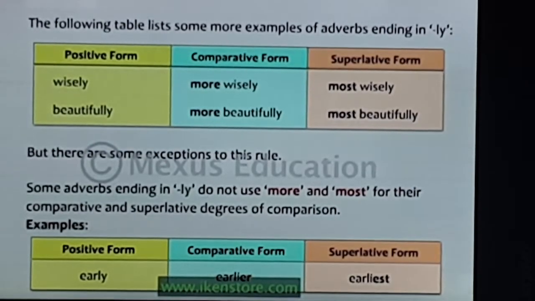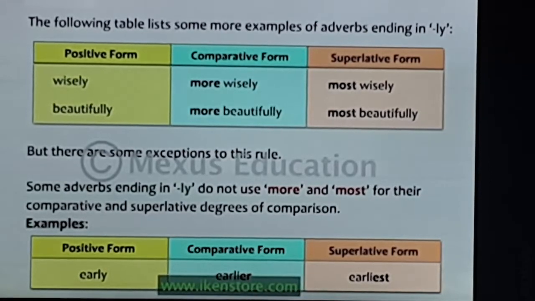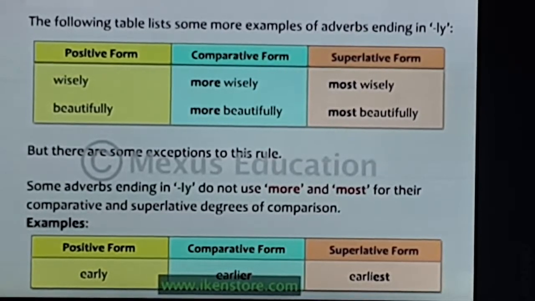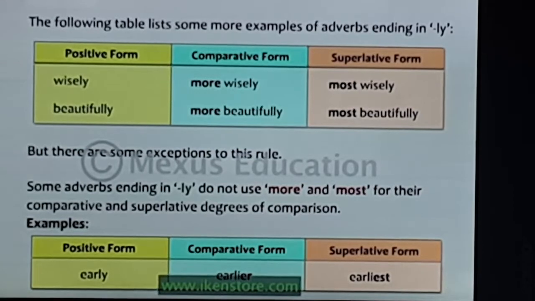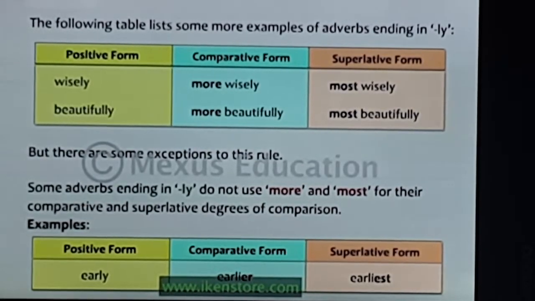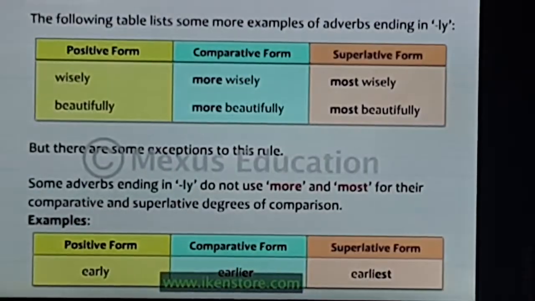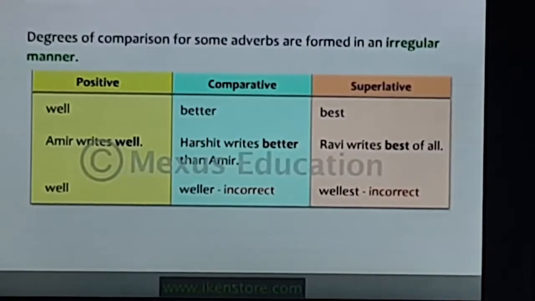But there are also words like early. We don't use more early or most early; we use earlier, which ends with ier, and then earliest. So these are the exceptions. Some adverbs ending in ly do not use more and most for their comparative and superlative degrees. So these exceptions are there.